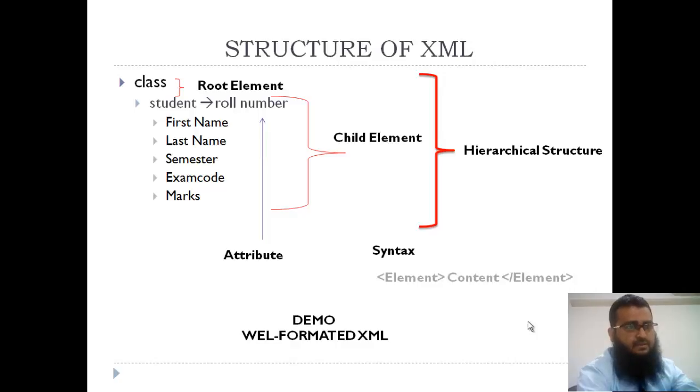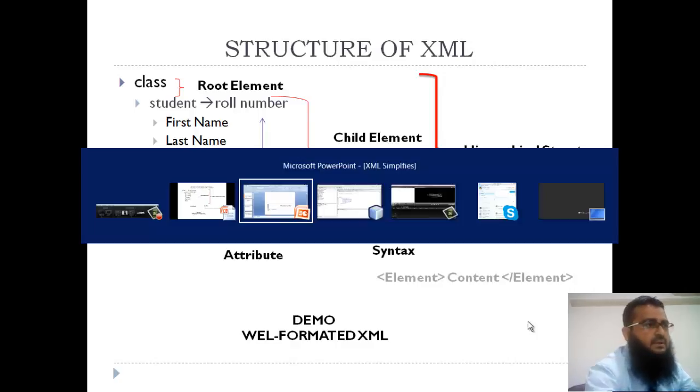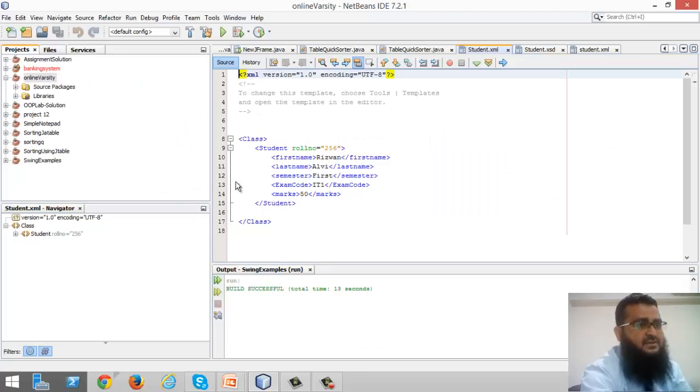Now we have a demo of the well-formatted XML. Let us create our XML based on the structure that we have discussed. This is a very simple XML that we have. This is a class, a root node. This is the processing instruction. This processing instruction tells the browser that the object coming towards it is an XML document. Here is the root element, that is class.